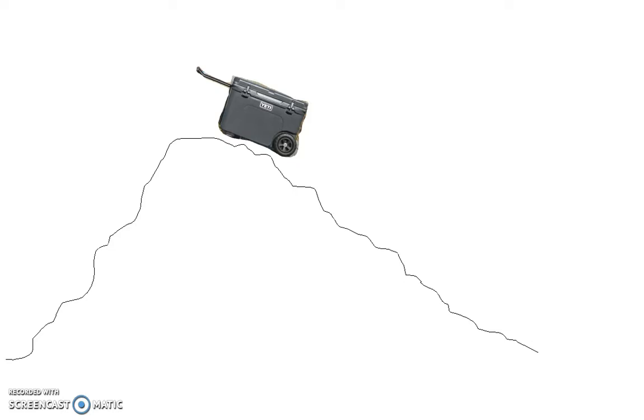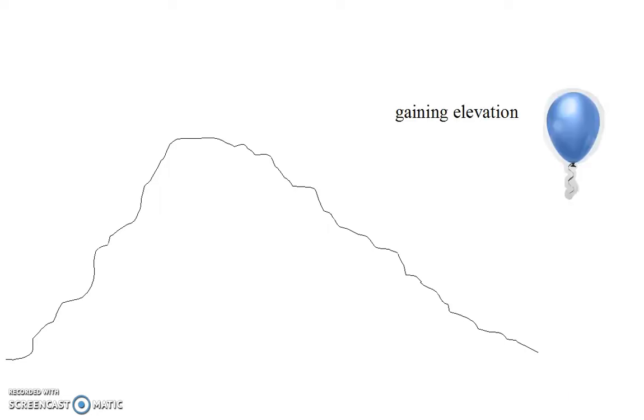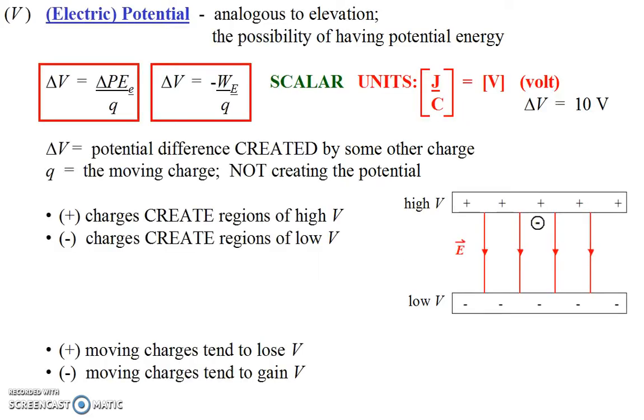Although a couple of years ago, a student said, ooh, Mr. Sadowski, replace the cooler of food with a helium balloon. Because you take a helium balloon and you let it go at the bottom of the mountain, where does it go? It rises, it gains elevation, okay? So in our analogy, negative charges were represented by helium balloons. They like to go up the mountain. Negative charges tend to gain potential. They go up to the top of the mountain. Positive charges tend to lose potential. They tend to go to the bottom of the mountain.